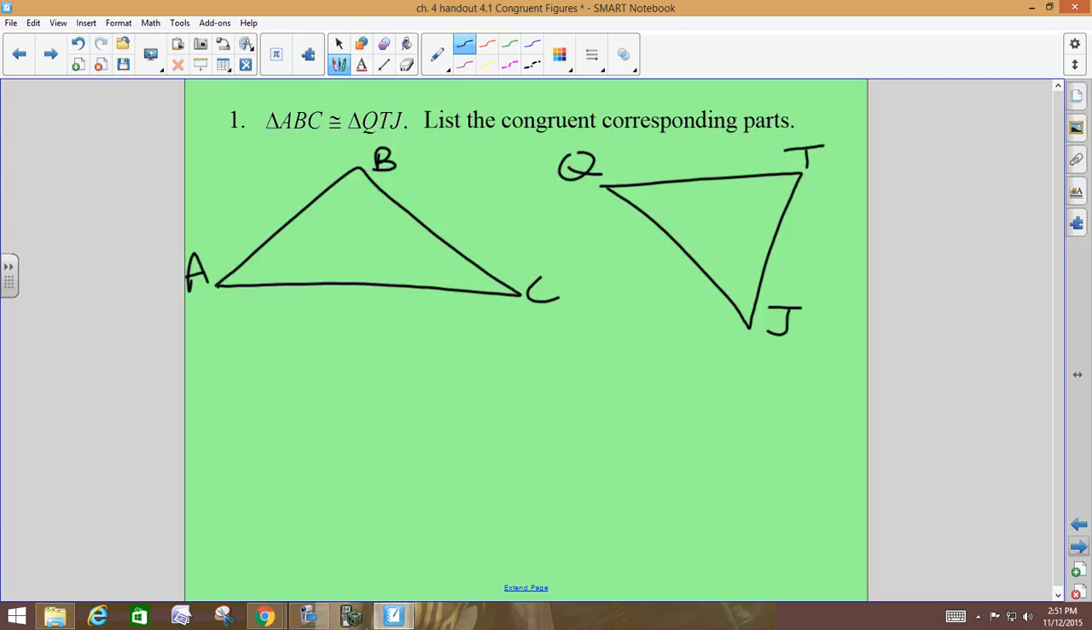Okay. Congruency statements have a lot of information in them. It tells you which angles are congruent and which sides are congruent. Angle A, since it comes first, would be congruent to which angle? Q, because they're both in the first spot. And you can mark that on your paper. Angle A is congruent to angle Q. But then you also have to list it, because it says list the congruent corresponding parts.